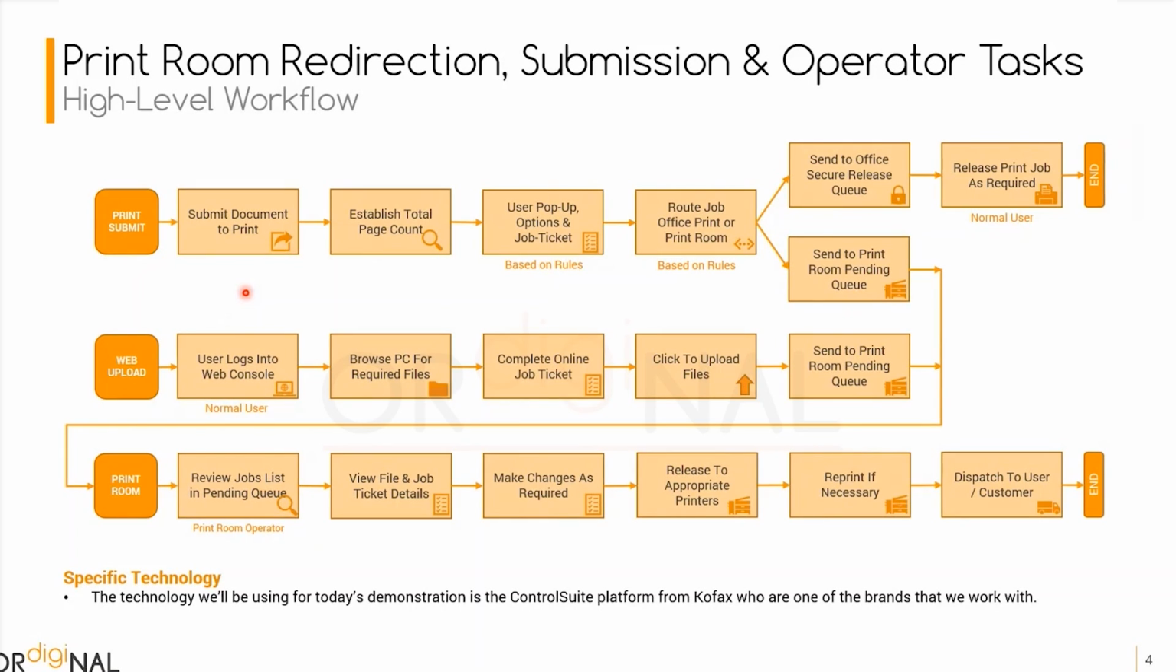And that will be reviewed by the solution, which will establish the total page count, so the total number of pages multiplied by the total number of copies. And then based on some rules, it may route it directly into the office print process, or it may decide that it should go to the print room, and it will bring up a pop-up, a job ticket type pop-up. The user will be able to make some choices, and then based on their choices and the rules, the job will be redirected to either the secure release queue for office print, at which point the normal user will be able to go and release the job when they're ready, or it will be directed to the print room and the pending queue. And we'll come on to the print room again in a few minutes.